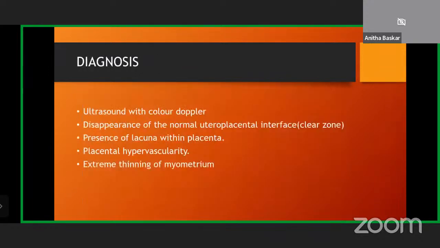How will you diagnose the placenta accreta? It is mainly by ultrasound, which is the basic tool. MRI is the confirmatory diagnosis for the placenta accreta, and you can simply diagnose by ultrasound with color Doppler. In the color Doppler, you can see the disappearance of the normal uteroplacental interface, that is the clear zone, presence of lacunae within the placenta, placental hypervascularity, and extreme thinning of the myometrium. Another very important feature is the bladder and lower uterine segment interface: normally it is bulged, but in placenta accreta, it is flattened and irregular.